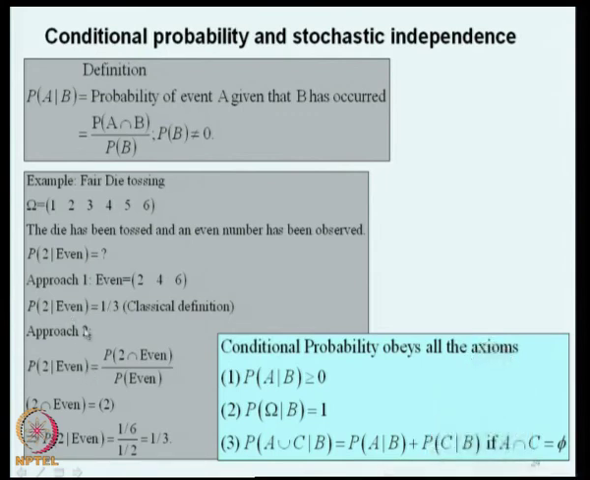In the second approach, we can use the definition of conditional probability. This is given by probability of 2 intersection E1 divided by probability of E1. What is probability of event 2 intersection E1? It is 2.